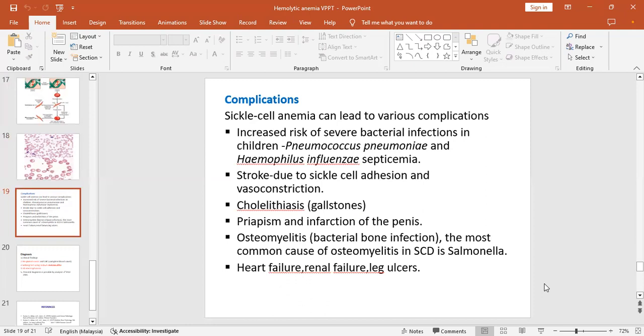Osteomyelitis, or bacterial bone infection, is another complication. The most common cause of osteomyelitis in sickle cell disease is Salmonella. Patients can go in for heart failure, renal failure, and leg ulcers.